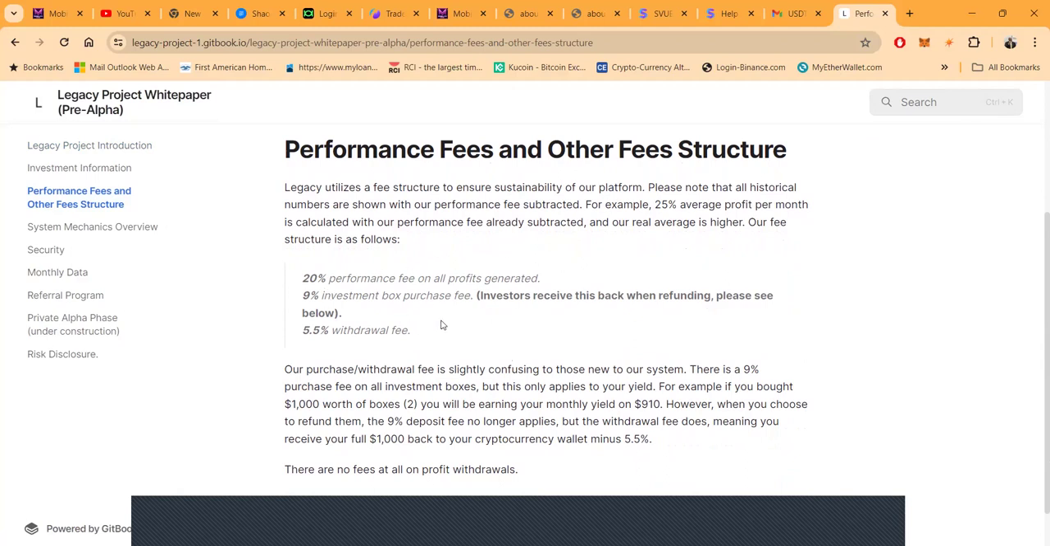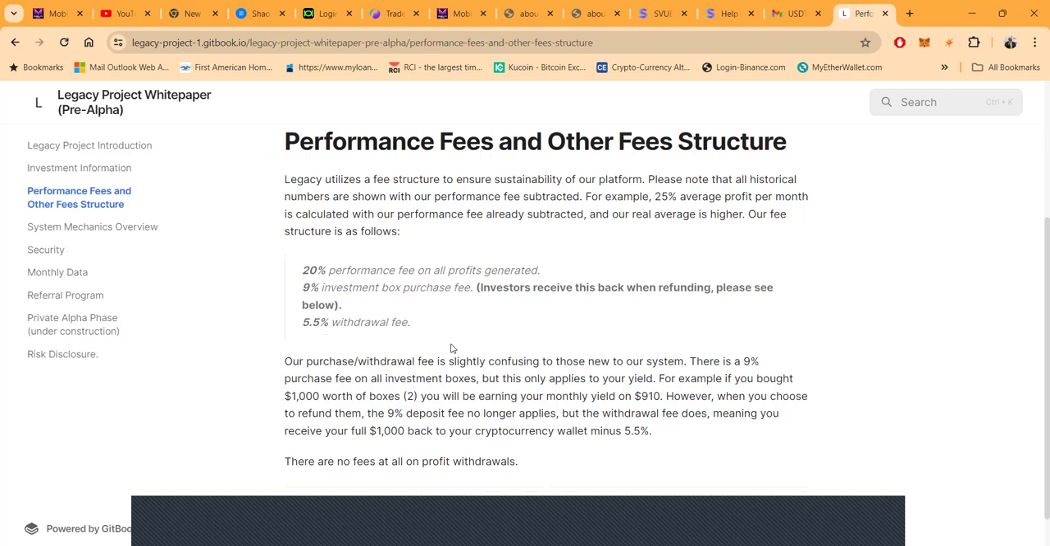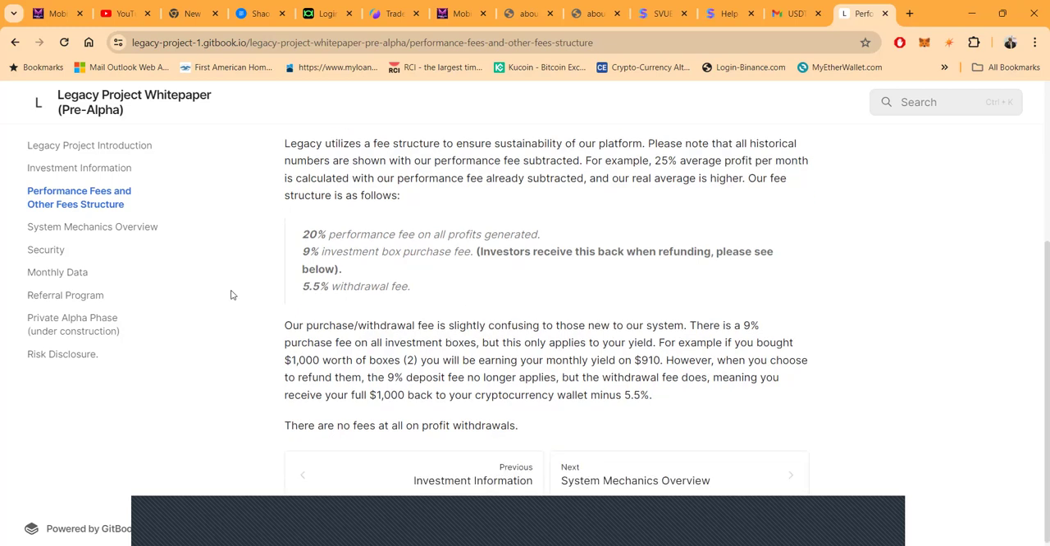Now, when you buy this $500 investment box or $500 package, there's a 9% investment box purchase fee. So that means you come in with $1,000, they take in $90, right? But when you cash out, they give you that $90 back. But you'll be earning on the lower number. So instead of earning on $1,000, you'll be earning on $910. Now, when you withdraw, there is a 5.5% fee. That is pretty much how it works.